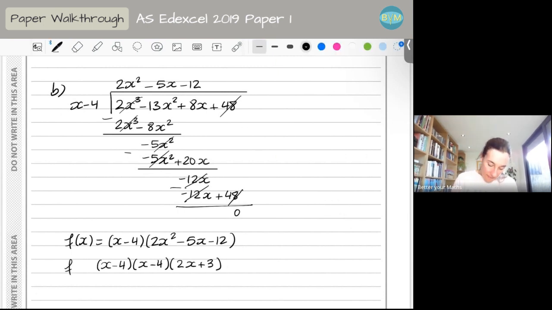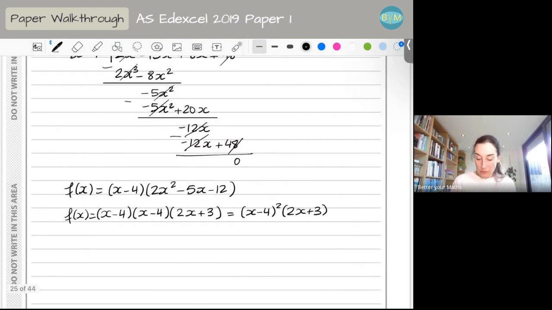And if you look at these two factors, they are the same. So this is x minus 4 squared and 2x plus 3. So really, it has only two roots, which is x equals 4 and x equals minus 3 halves.